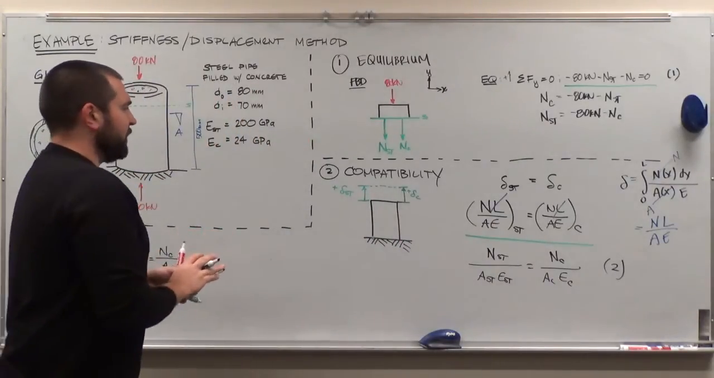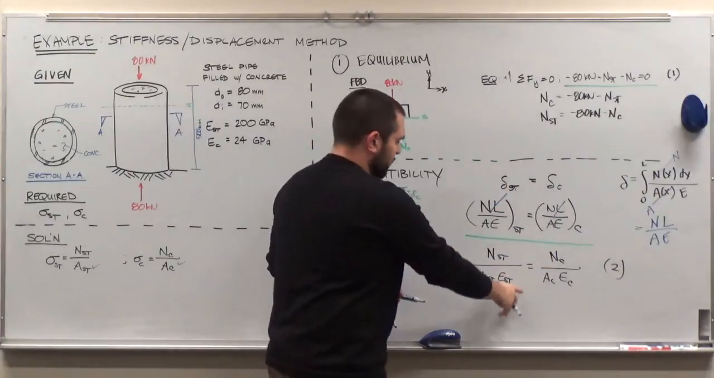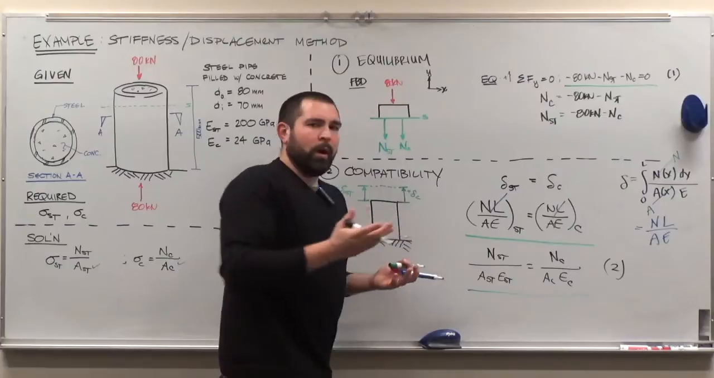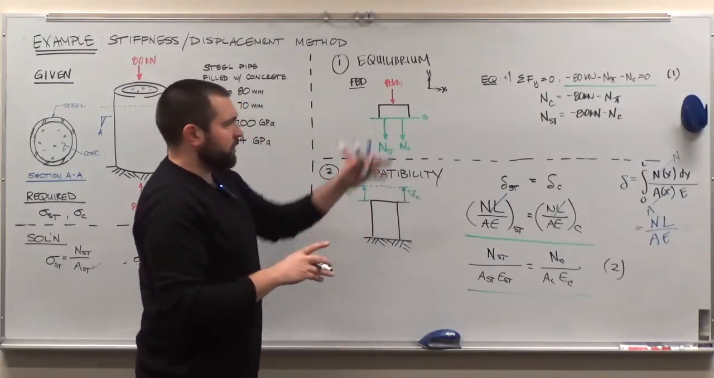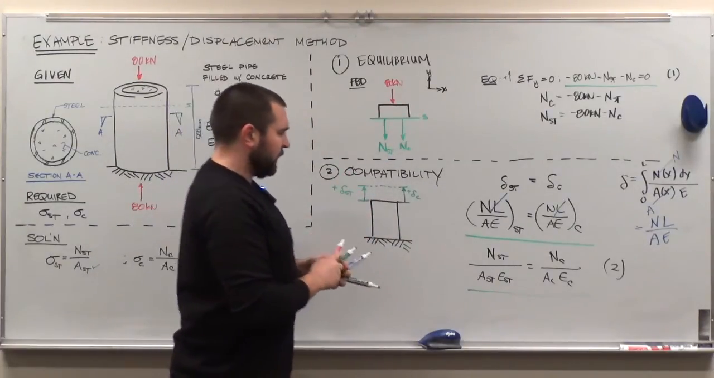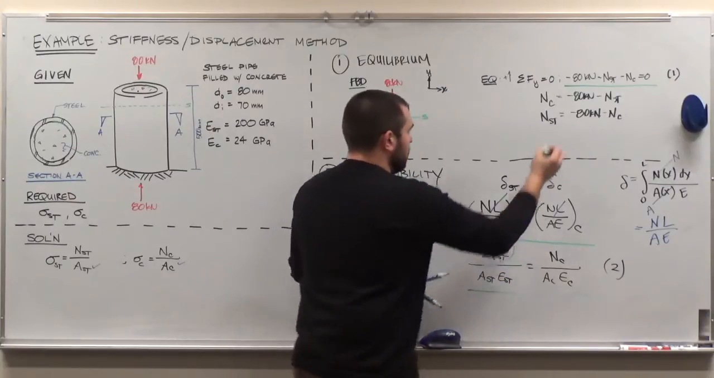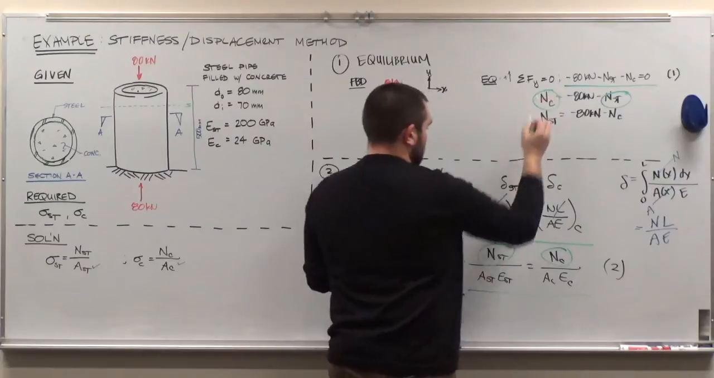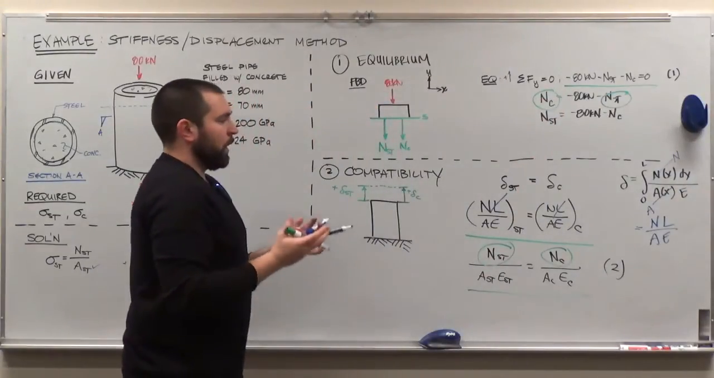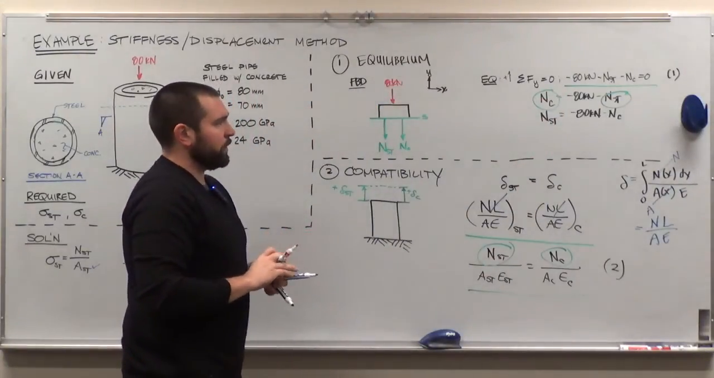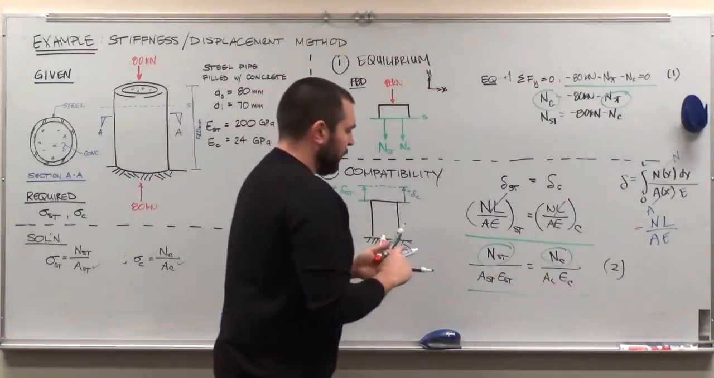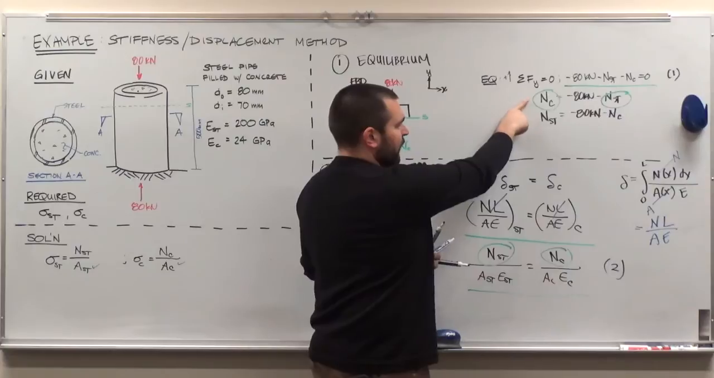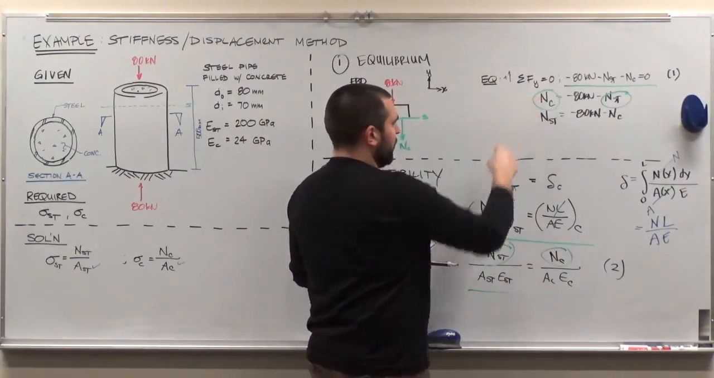Okay, so now I have these two equations. There's only two unknowns, and they share the same unknowns between the two equations: the normal force in the steel and the normal force in the concrete. So I'm just going to solve those two simultaneously. All that I really need to do is take one of these equations, the equilibrium equation, where I've set it equal to one of the unknowns.